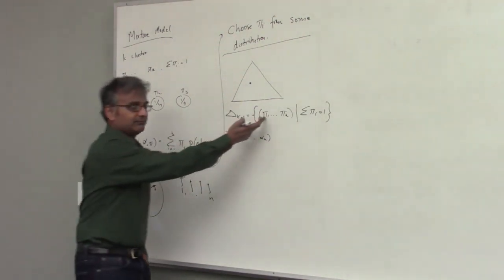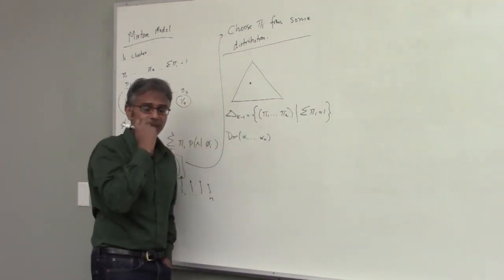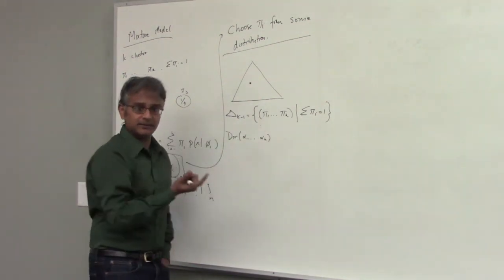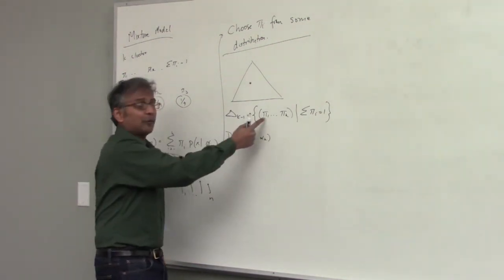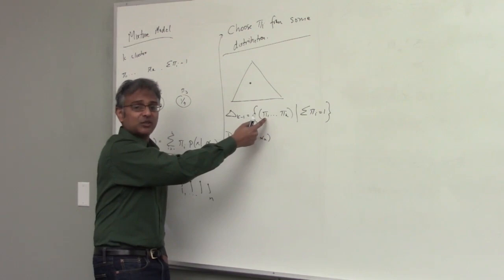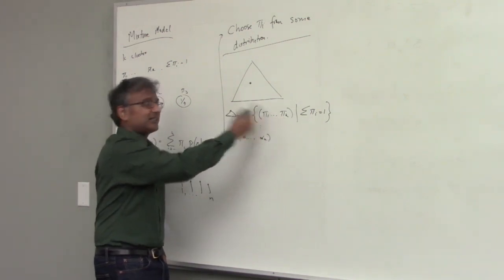Pi 1 is just a coordinate. It's a number. Pi 1 is a number, pi 2 is a number. That's why I can write that. Right? You can think of this as the probability of the mass of cluster 1, the mass of cluster k. Okay. That's the intention of these things.